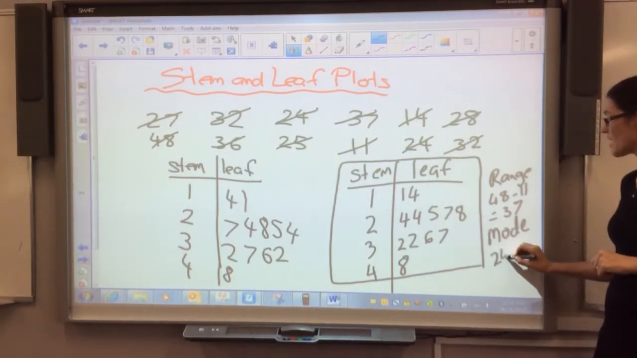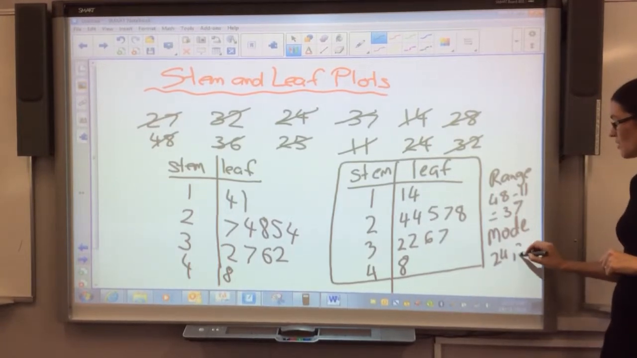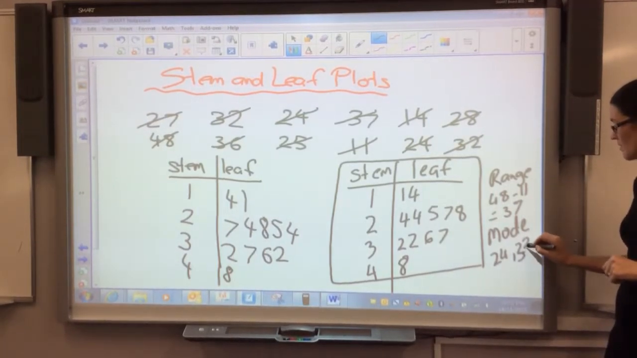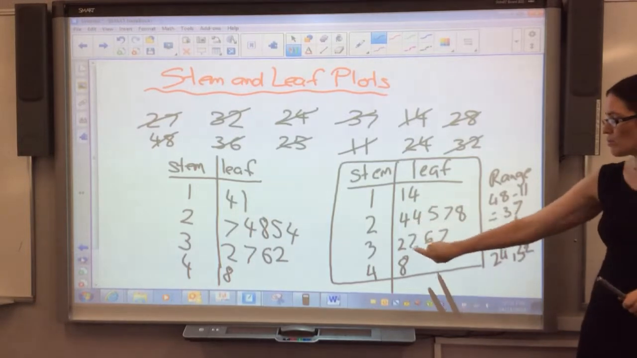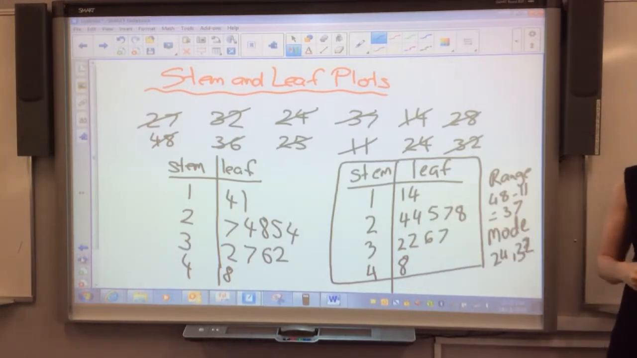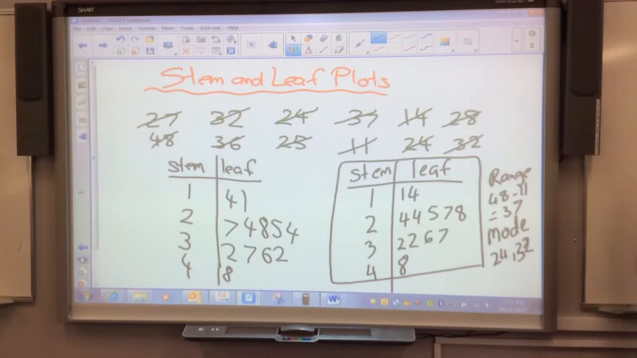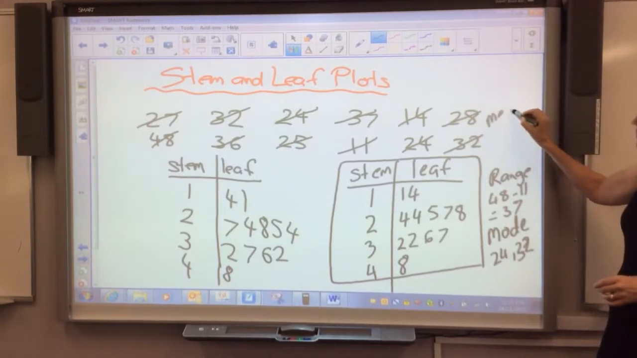24 and 32. So there are 2 modes. How did you find that? Because there was 2 of them and 2 of them. There's only 1 of everything else. Because remember, mode is the most common one. Alright, the next one we're going to look at is the median.